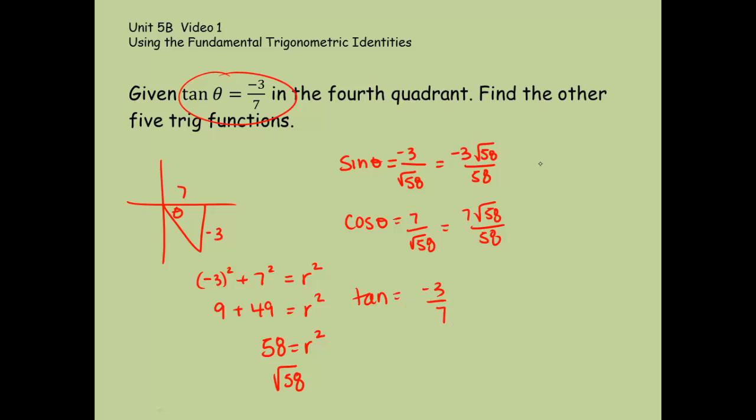Now I need to find the reciprocal functions. My reciprocal functions, it's easier to use the non-rationalized one because then when I flip it over, I get the square root of 58 over 3. I'm going to apply the negative to the numerator. It doesn't matter, but it's most proper in the numerator. My secant of theta is the square root of 58 over 7, and my cotangent of theta is negative 7 over 3.